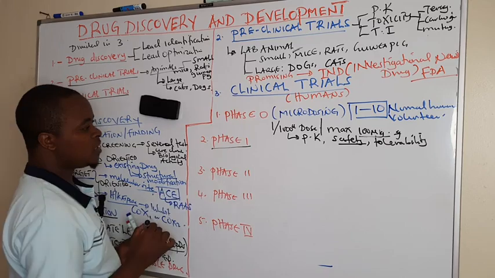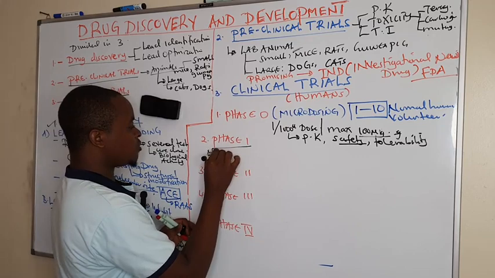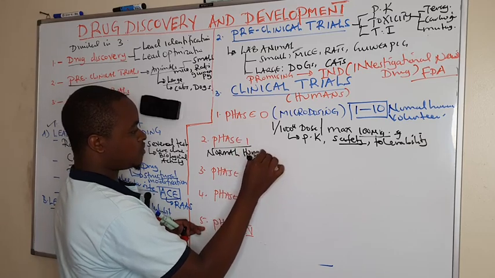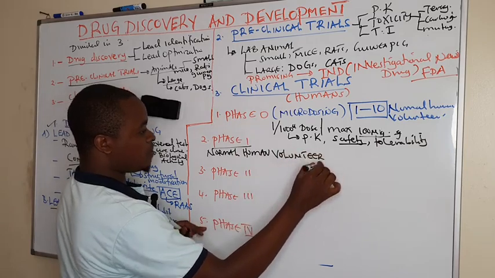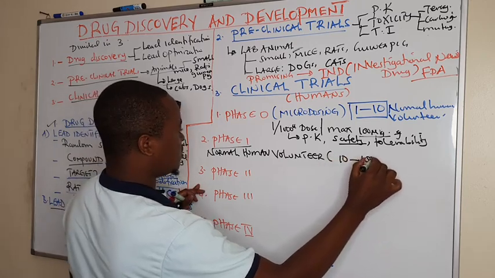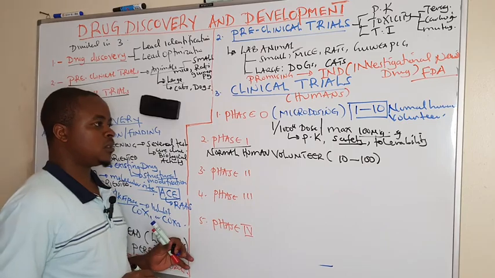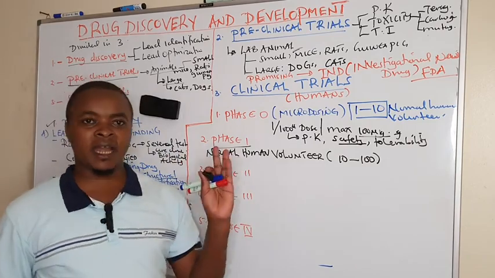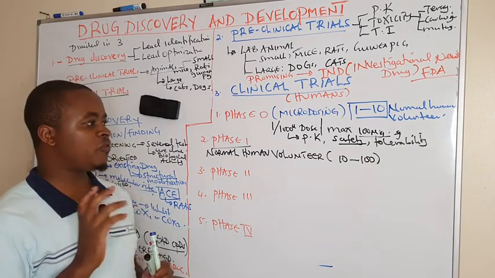proceed to phase 1, whereby phase 1 is also done on normal human volunteers, and the companies normally recruit between 10 to 100 people. So after recruiting these people, we give them this candidate drug, then we keep monitoring them to see the effect of the drug on them.